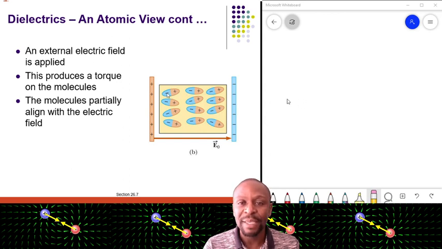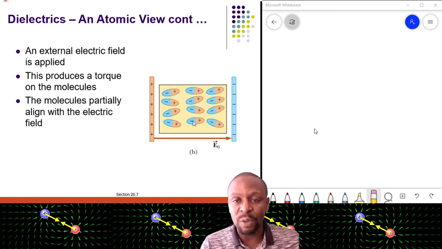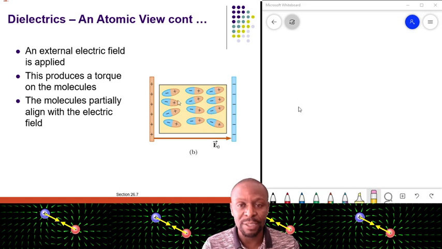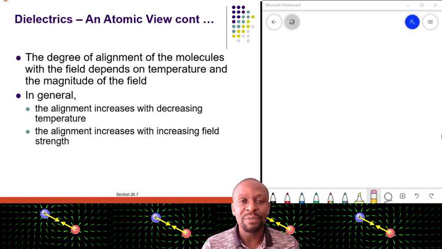As a result, the negative and positive charges will be separated. Dipoles will be induced, or the electric field will cause the separation of negative as well as positive charges, as you are seeing now. The molecules will therefore align themselves, and this alignment depends on the field strength. If the field is strong, the molecules will align more straight, and if the field is weak, the molecules will still align in accordance with the field. The degree of alignment depends on the temperature and the magnitude of the field. In general, the alignment increases with a decrease in temperature, and increases with an increase in field strength.